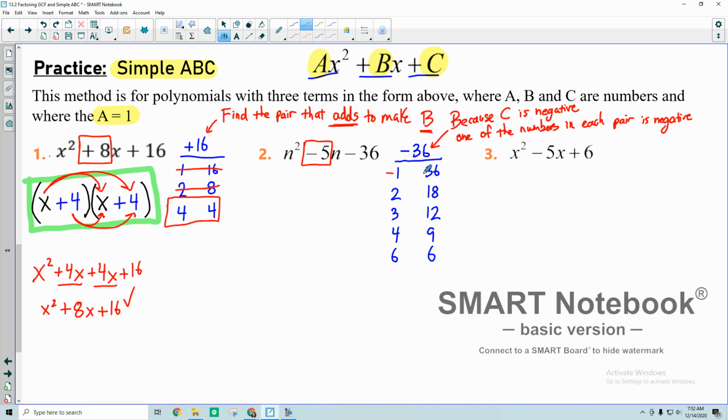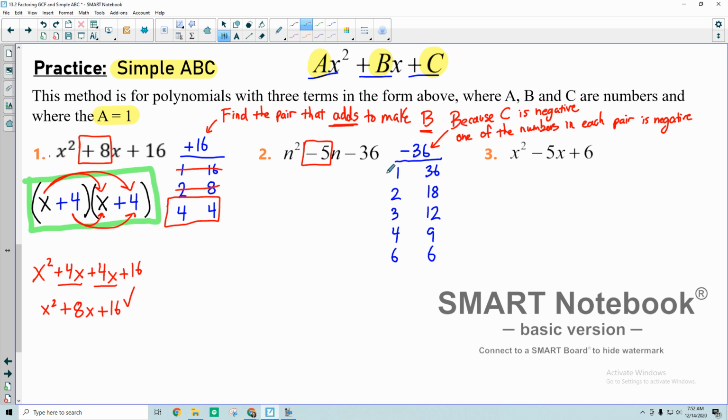My problem is I don't know if this number is going to be negative or is this number going to be negative. So either one would work to multiply to make negative 36, but the way that I figure out which one is negative is because I'm also going to test to see does it add to make negative 5. So let's go ahead and do that right now. So I'm going to go through, put a negative on each of these, and go and see and test if I add them together, which one is going to make negative 5.